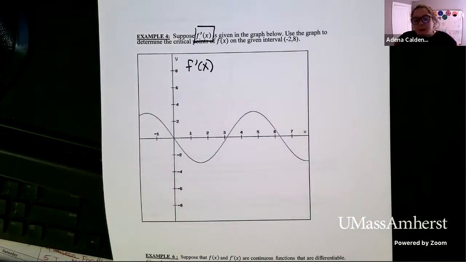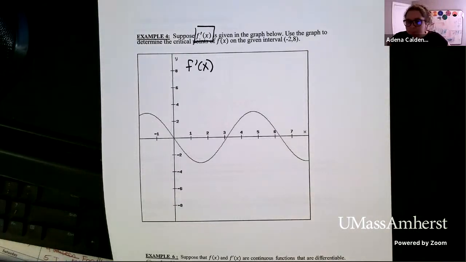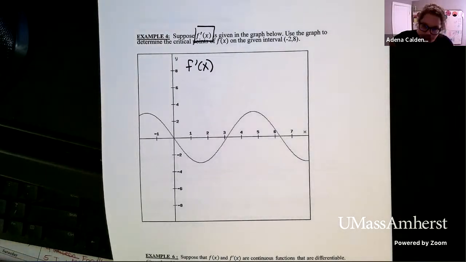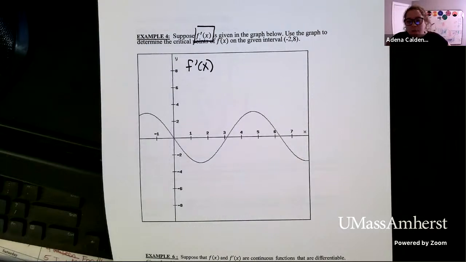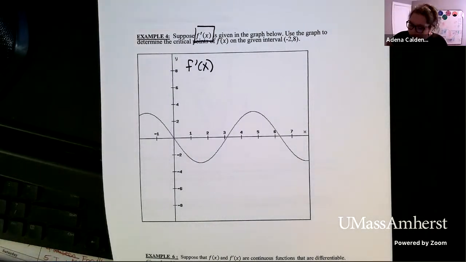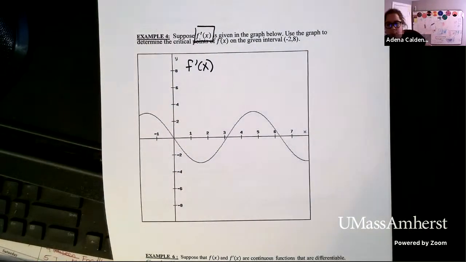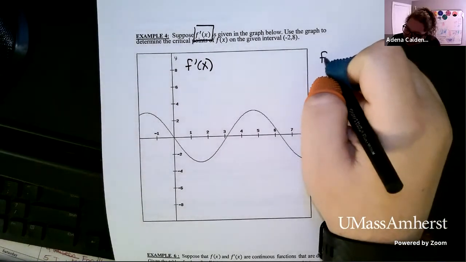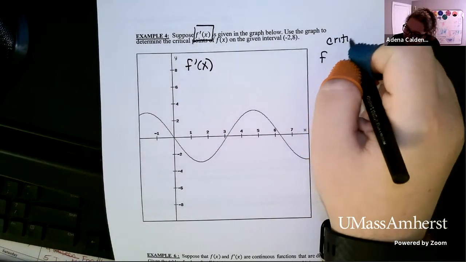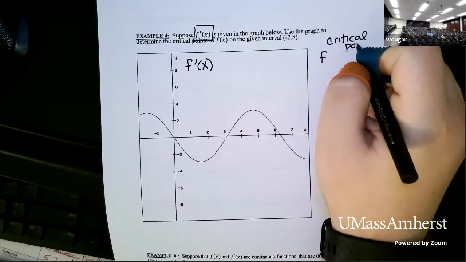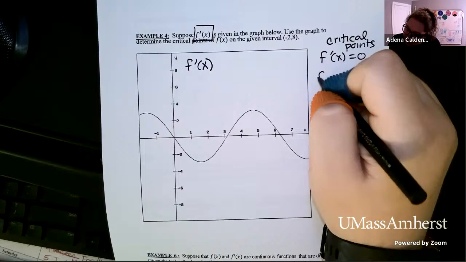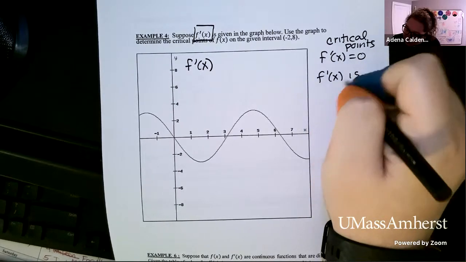So here we are given a graph of the first derivative, and we want to use that to find the critical points of the original function. We don't have the original function. We don't know what the original function looks like. So here, all we can do is use what we know about critical points to work with this first derivative graph. So we're going to have critical points when the first derivative equals 0 or when the first derivative is undefined.